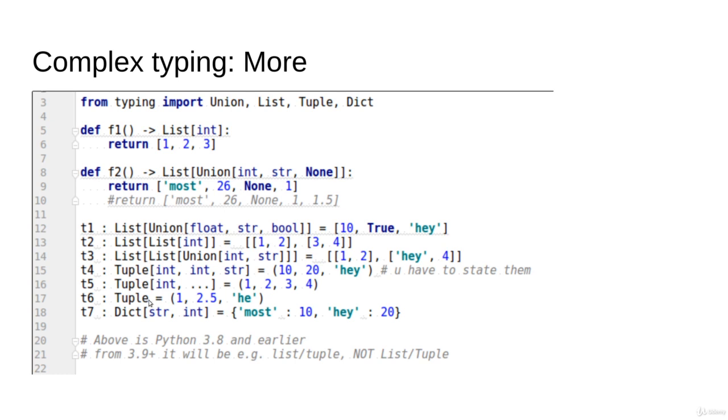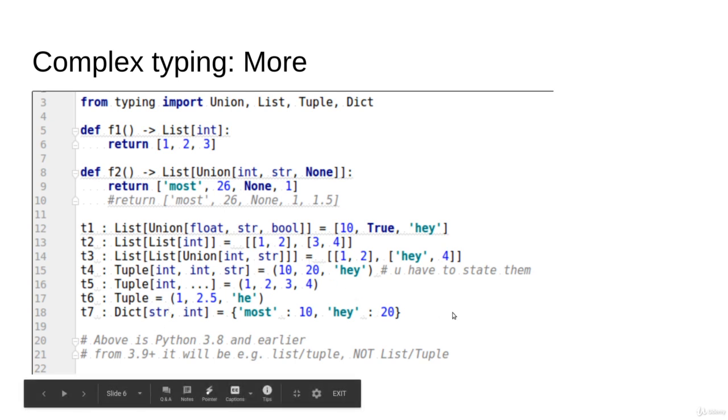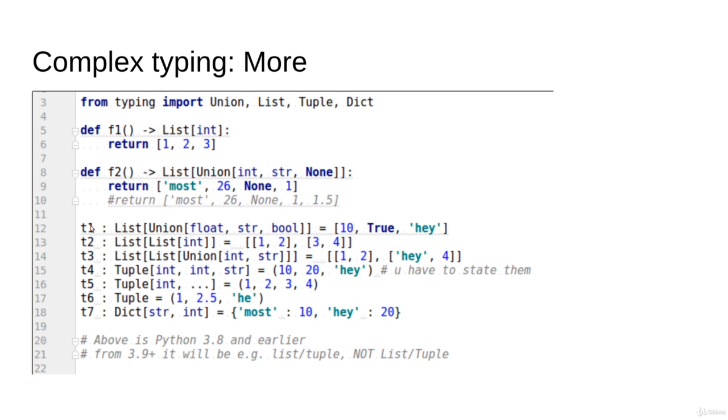I can also, in a very similar way, create variables. Like t1 will have these values here. But I can say it can be a list of float or string or bool. Okay? But observe that the bool is like just a kind of integer here. And I have here a list of lists, and the internal list can be a list of integers. And I have a list of lists, and each element can be an integer or a string.